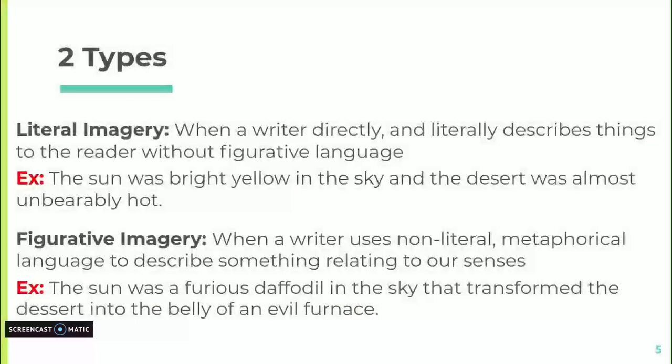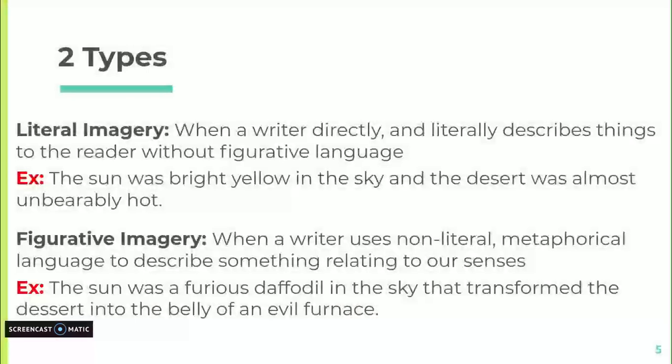Now, an important distinction for us to make, and one that's really going to level up our ability to discuss and analyze these things, is recognizing that there are two types of imagery: literal imagery and figurative imagery. So, literal imagery is when a writer directly and literally describes things to the reader without using figurative language. So, for example, the sun was bright yellow in the sky and the desert was almost unbearably hot. Nothing figurative there, nothing being compared. The sun is yellow, the desert is hot.